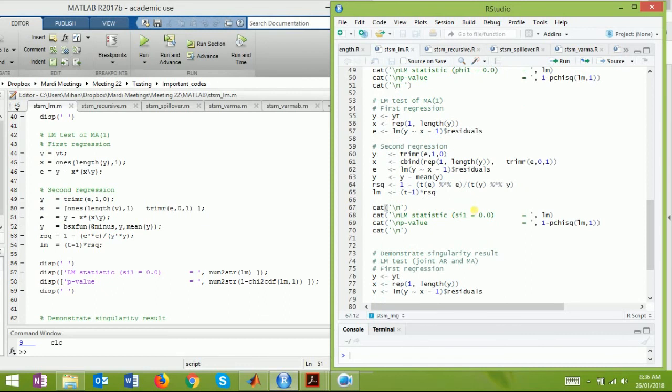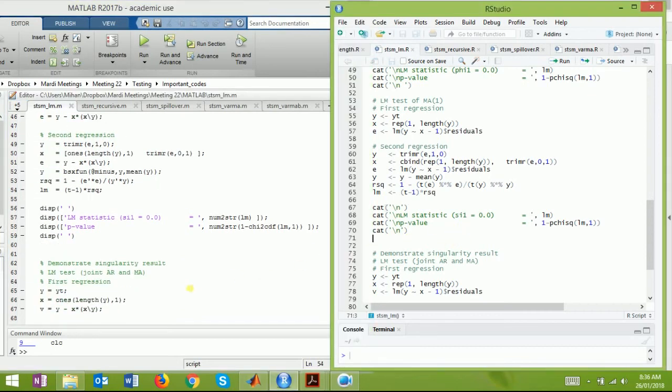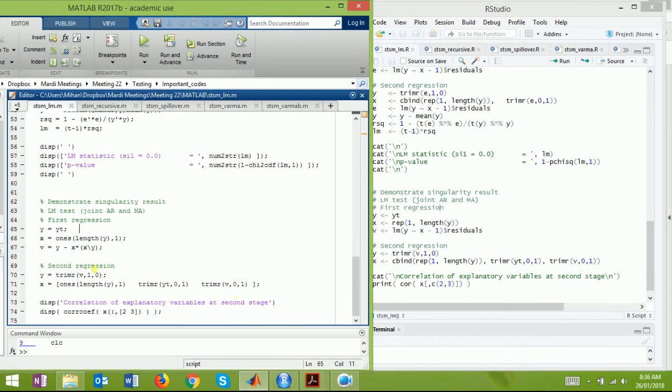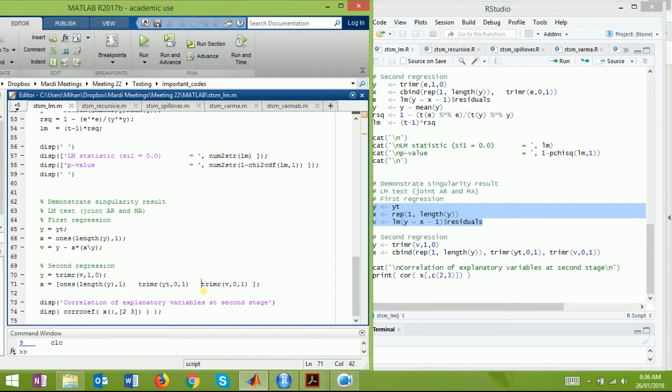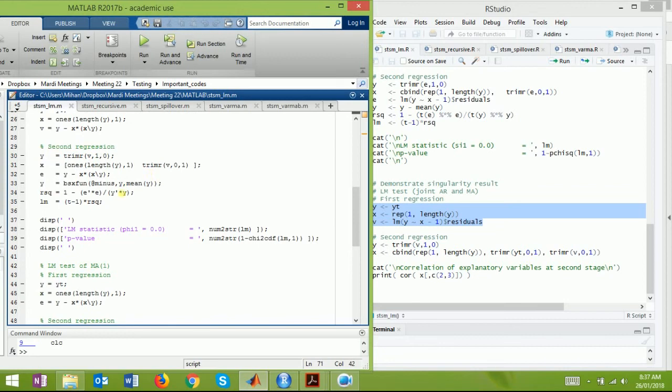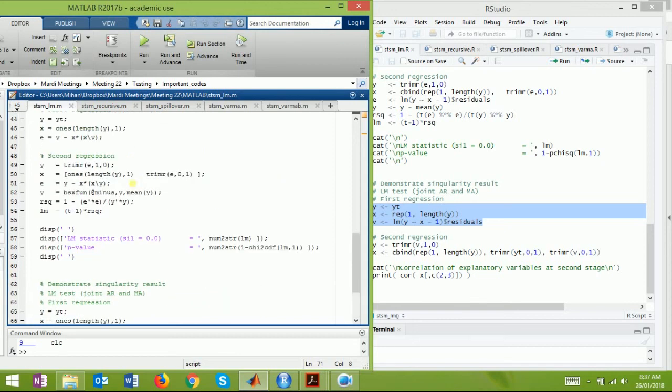Okay, our problem suggests that in the second stage regression, due to singularity, the second stage regression test will not work. To demonstrate the singularity result, we're doing AR and MA jointly. Now, when we do the joint AR and MA test, the first regression is as it is. The last residual is V, we take it. And then once length of Y1, YT01, V01. So V01 is as it is, then YT01, because Phi1 VT minus 1, Psi1 VT minus 1.